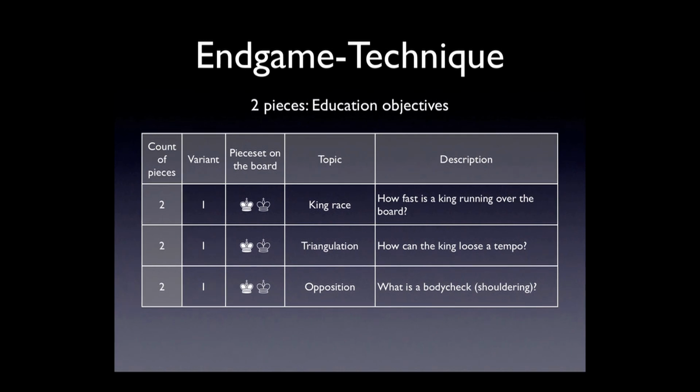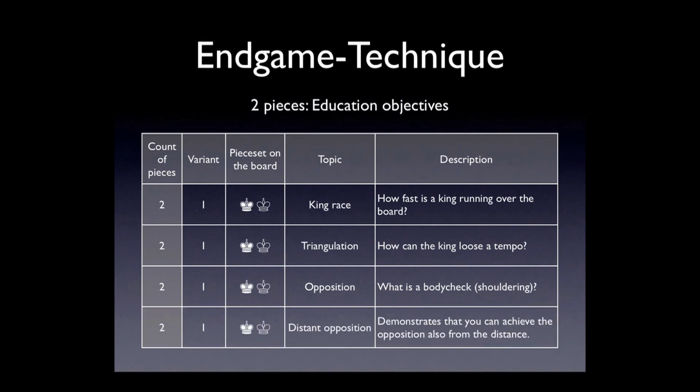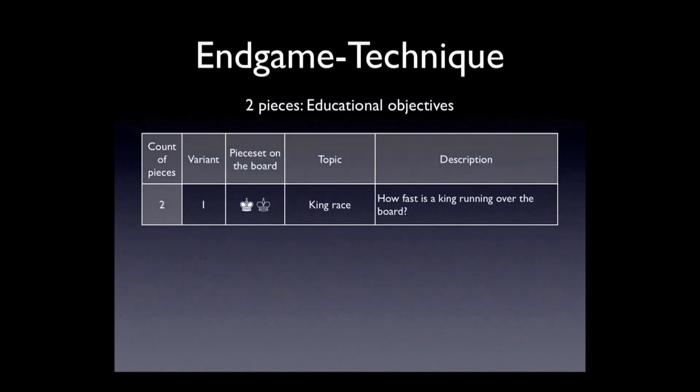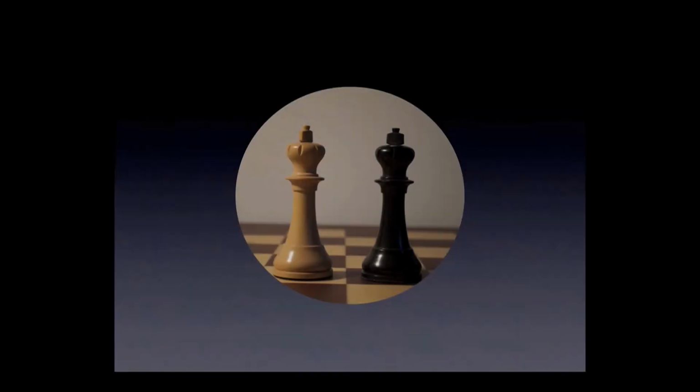But the kings can not only stand face to face, very close to each other, just separated by one field. We can have the opposition even from a distance, and so we will learn how to achieve the opposition from a distance. So let's get started with the king race and learning how fast the king can run over the board. To do this, we will switch over to the chess content.